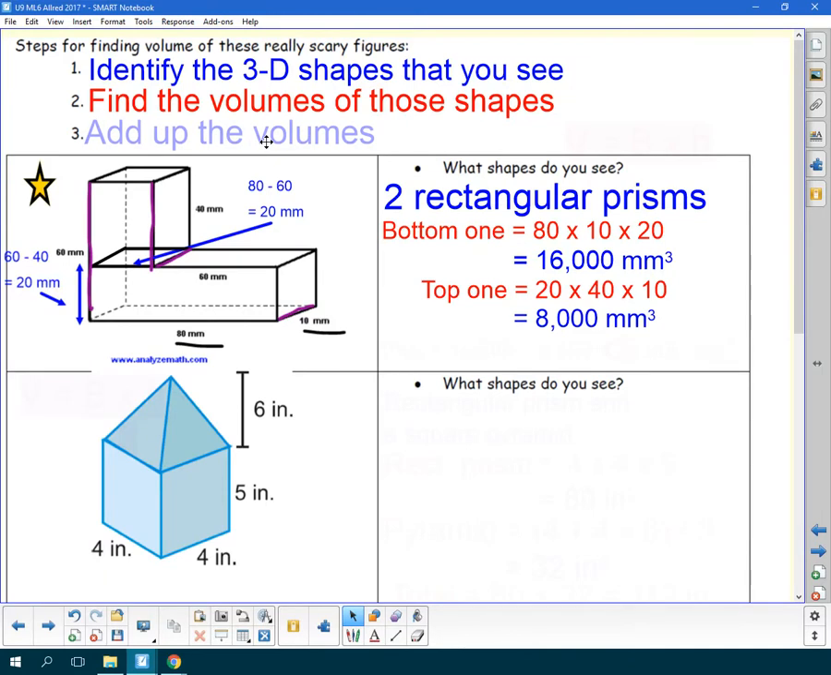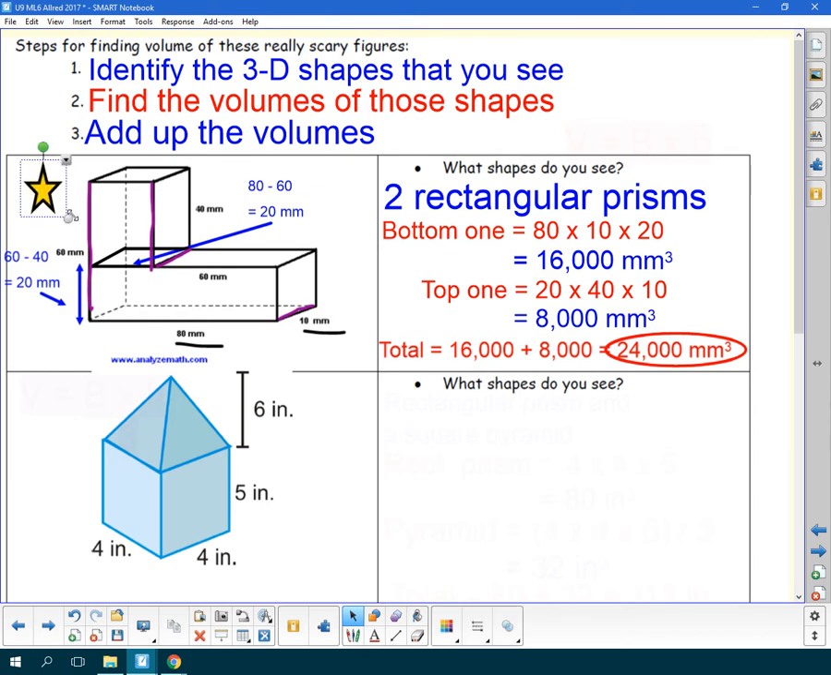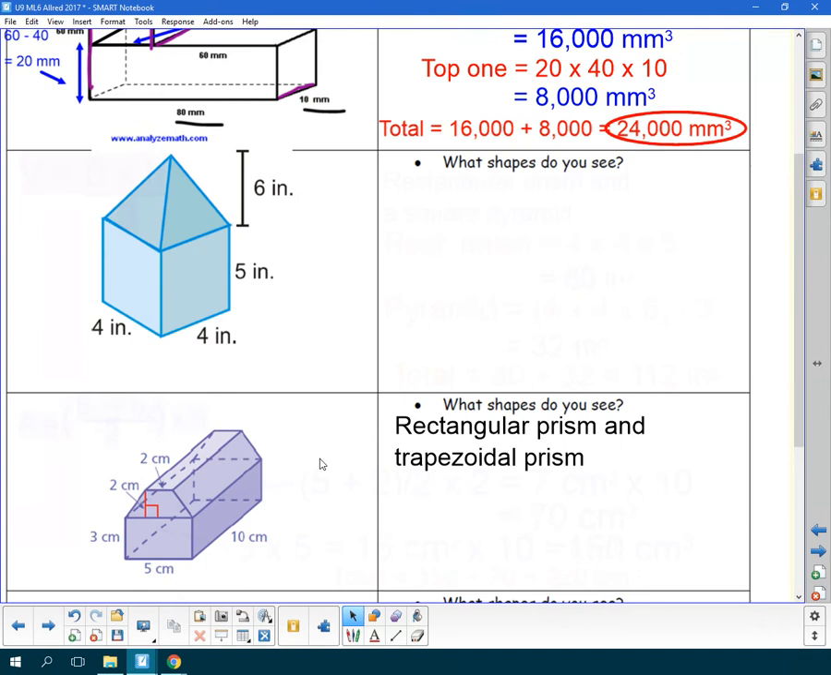Just like that third step says, I found the volumes of those shapes. Now I'm going to add up those volumes. When I did that, I did 16,000 plus 8,000. I got 24,000 millimeters cubed for the total composite volume of those rectangular prisms. I know that was a lot. I apologize for that, but I'm going to move on to the next one because I need to.